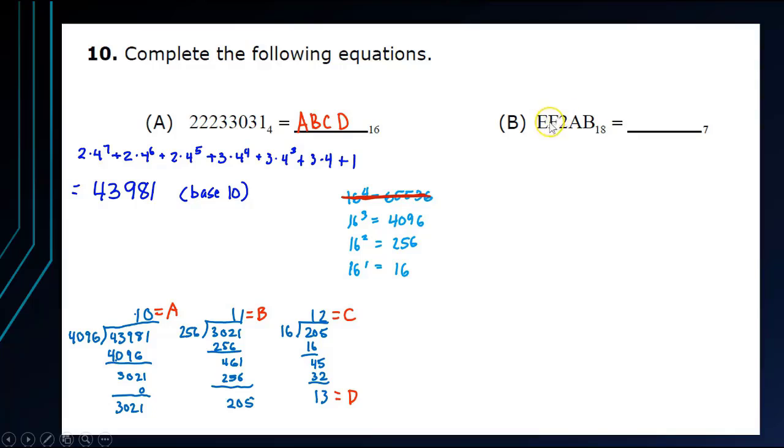Here they have me do the exact same kind of conversion, except now I'm actually going from a higher to a lower base. So I'm still going to do it the same way. I'm going to convert to base 10 and then convert base 10 into base 7.